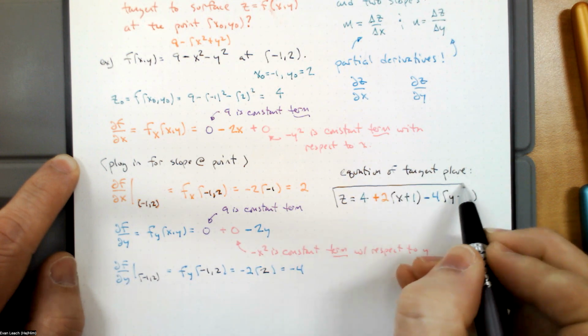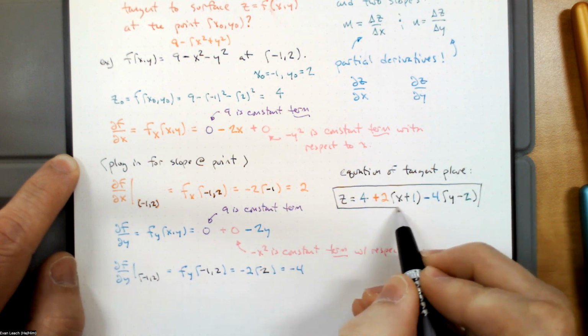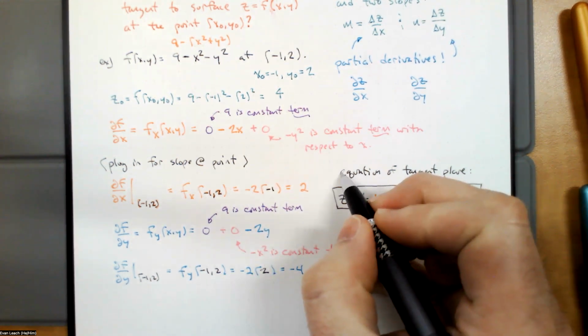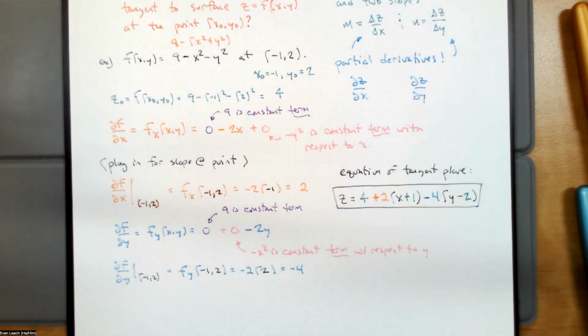And here's the function form of the equation of the tangent plane. We put this together in exactly the same way we put together the equation of the tangent line. We just had that other term with the other slope and the other coordinate. There's the point -1, 2, 4. There's the dz/dx, 2, and dz/dy, -4.